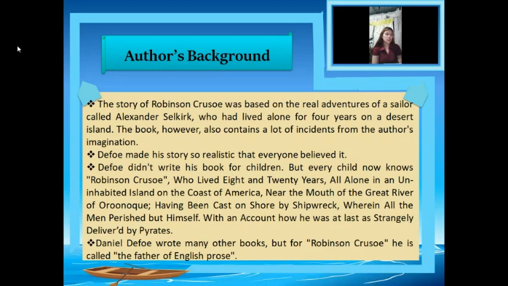The story of Robinson Crusoe was based on the real adventure of a sailor called Alexander Selkirk, who had lived alone for 4 years on a desert island. The book, however, also contains a lot of incidents from the author's imagination.